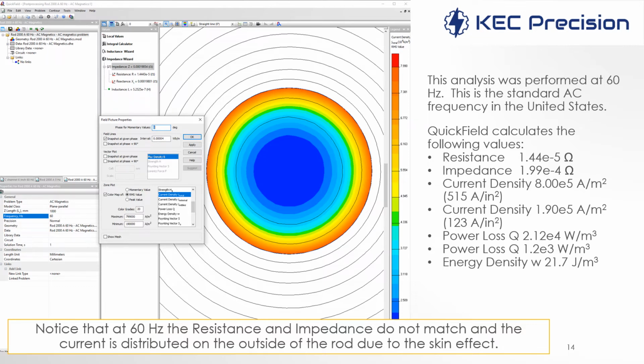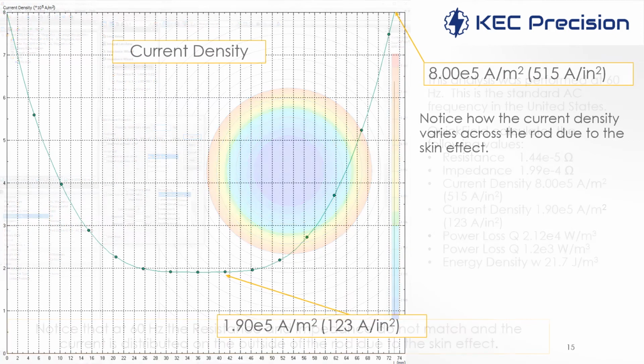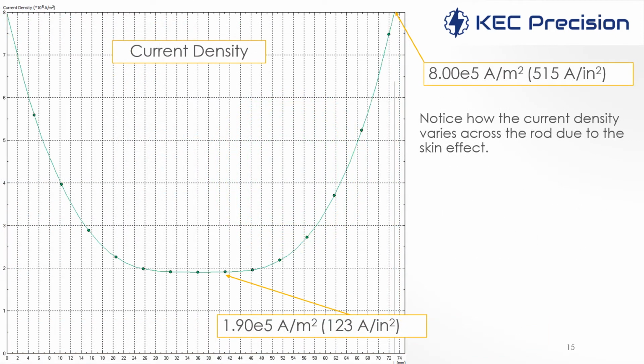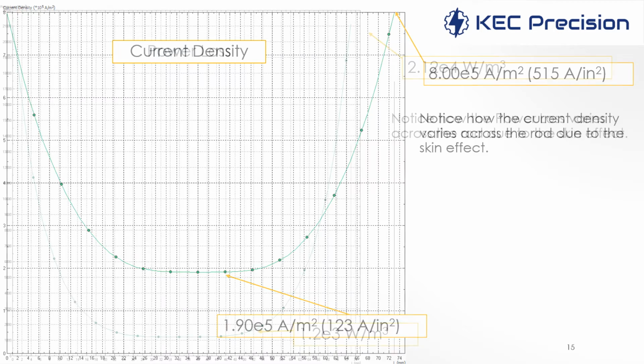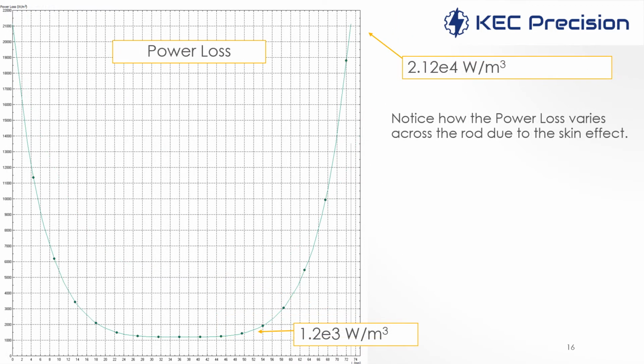I've also picked up the resistance, impedance, current densities, power losses, and energy densities. Notice that at 60 hertz, the resistance and impedance do not match. This is due to the skin effect. It's very nice, as I showed you in the video, how you can get a distribution of the current. Most of the current is concentrated on the edges due to the skin effect. Power loss is similar, but not exactly the same.